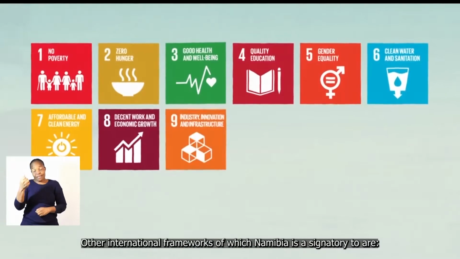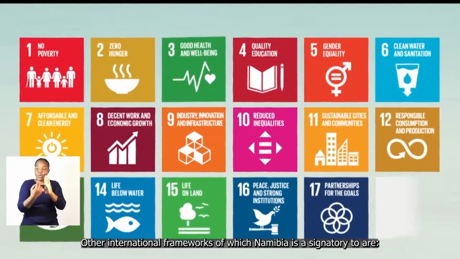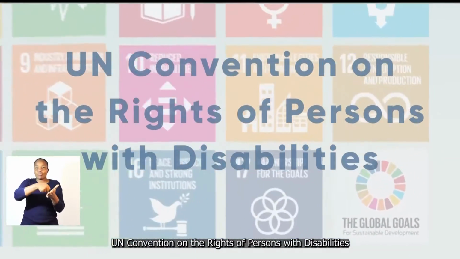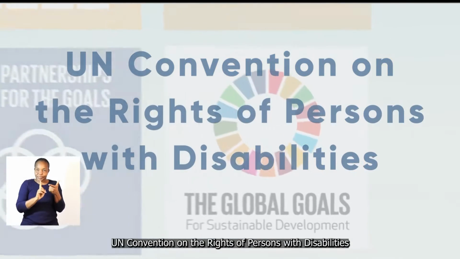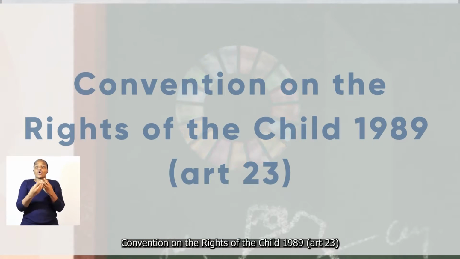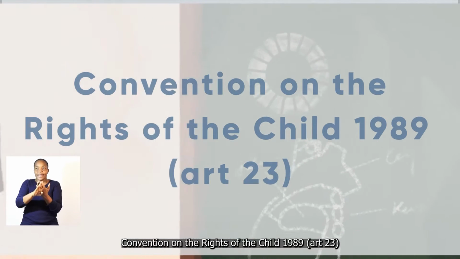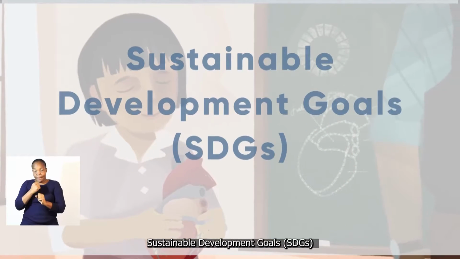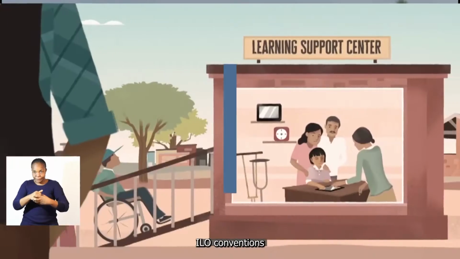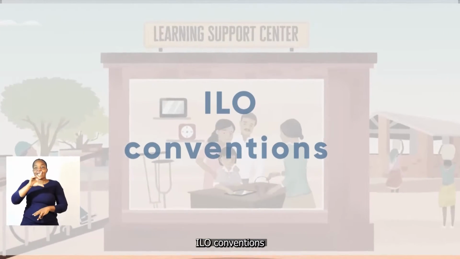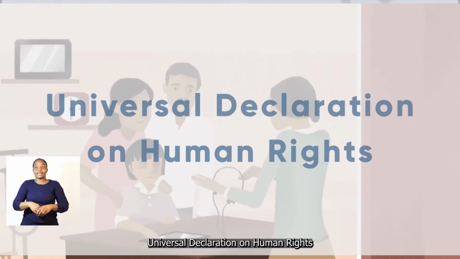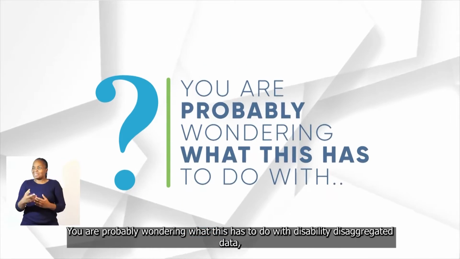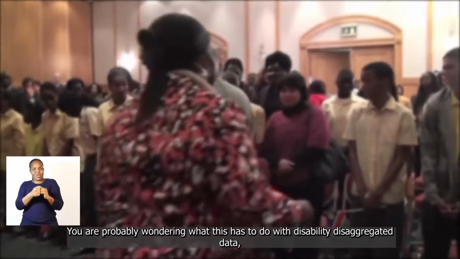Other international frameworks of which Namibia is a signatory to are the UN Convention on the Rights of Persons with Disabilities, Convention of the Rights of the Child 1989, Art 23, Sustainable Development Goals SDGs, ILO Conventions, Universal Declaration on Human Rights. You are probably wondering what this has to do with the disability disaggregated data.